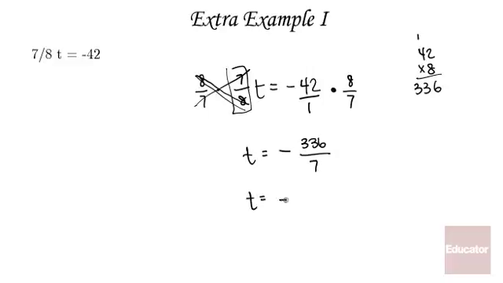And I'm going to simplify that by changing it into a mixed number. 7 will go into 33 4 times, which is 28. And it'll go into 56 8 times. So I get a perfect -48. So t equals -48.